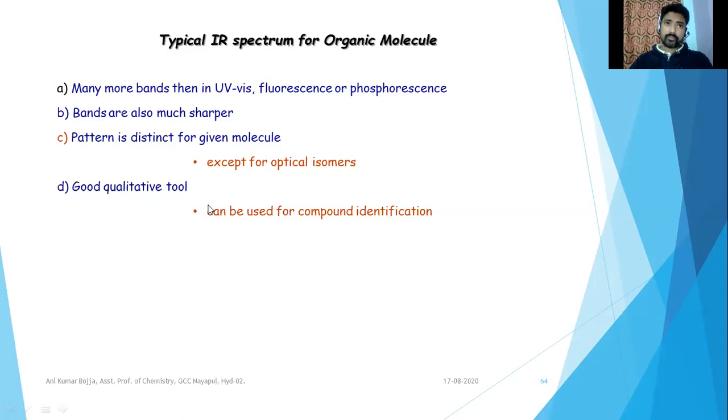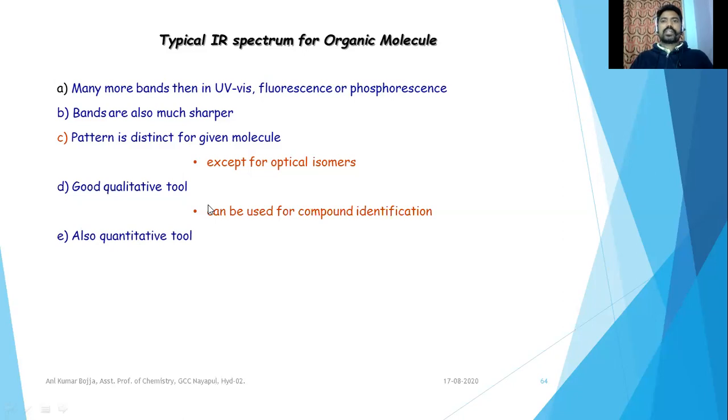whether the functional groups are present or not in that hypothesized or assumed molecule, whatever functional groups have to be there according to his assumptions. He will correlate whether the functional groups are there in the molecule or not. So this is a good qualitative tool to identify the functional groups present in the molecule.